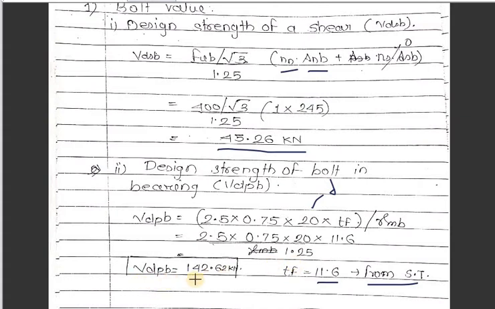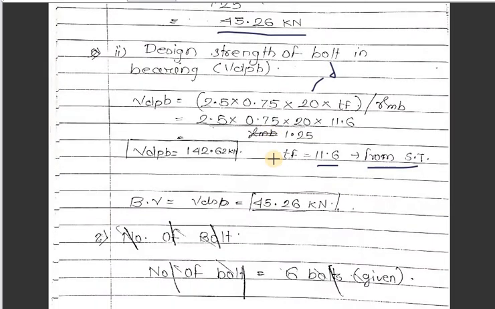So V_dpb comes to be 142.62. Of the two values, the design strength in shear and the design strength in bearing of the bolt, the minimum governs. The minimum is nothing but the shear, that is 45.26.